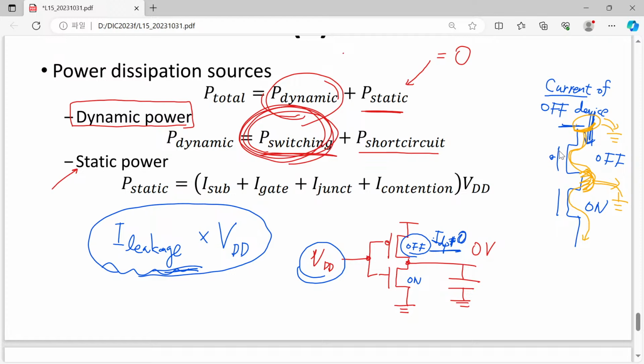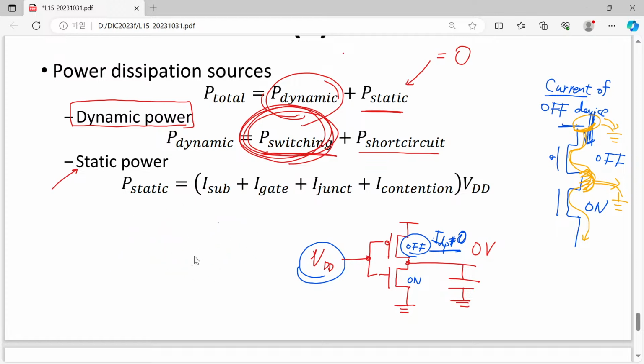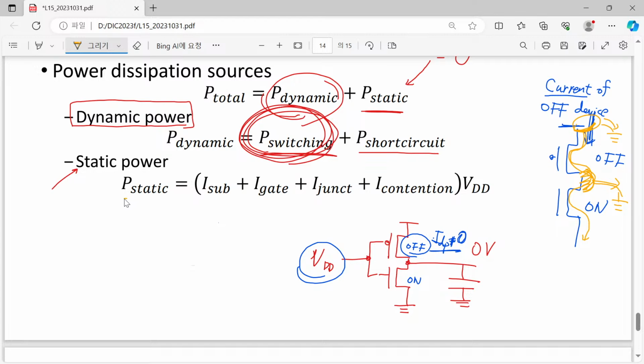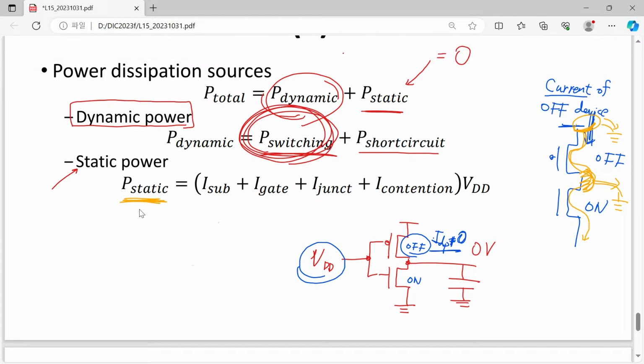So let me just summarize. That's the reason why static power consumption is determined by what? Determined by leakage current.